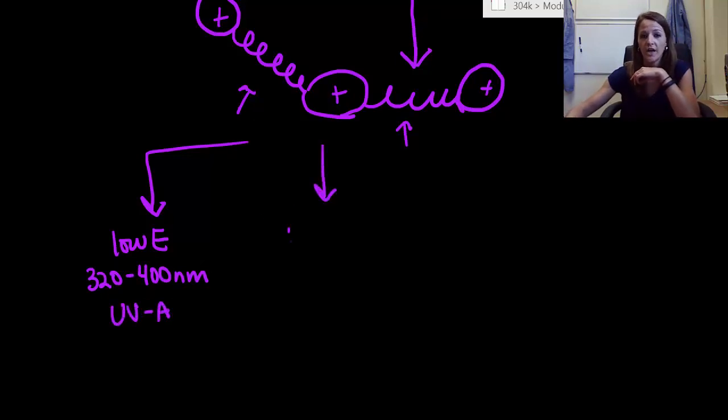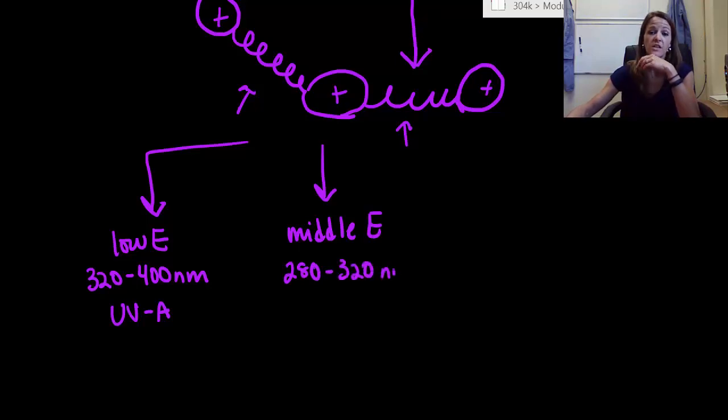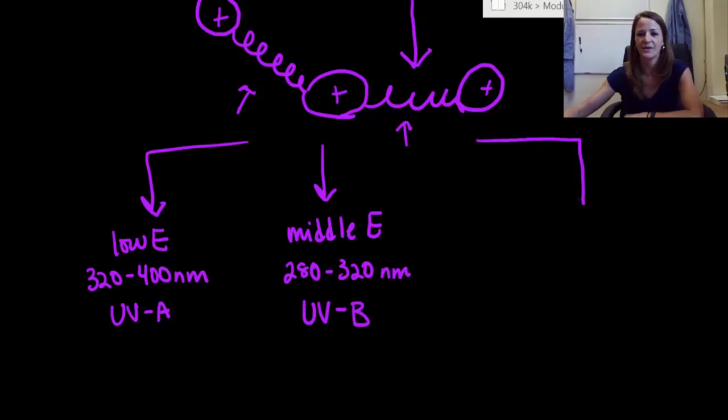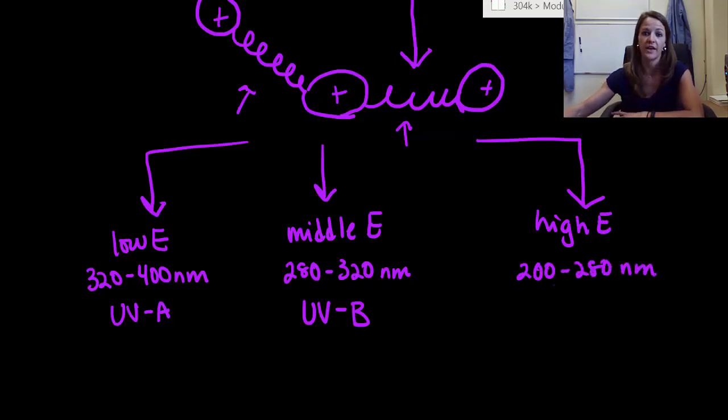In the middle, we have kind of middle energy, and this has a range of 280 to 320 nanometers. This also has a specific name. These are considered UVB rays. And then the last one is high energy. So we can actually get really high energy from ultraviolet radiation, and this has a range of 200 to 280 nanometers. So remember, the smaller the wavelength, the higher the energy. And this is considered UVC radiation.